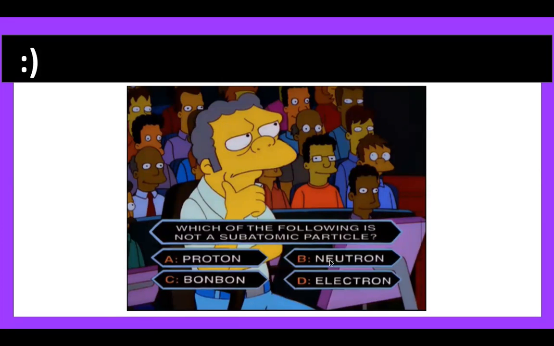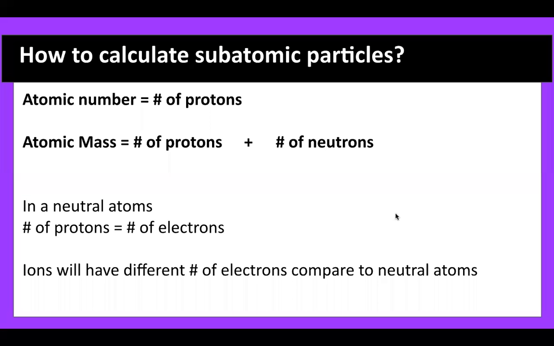So you should know that protons, neutrons, and electrons are all subatomic particles. All right, so how do we calculate them? Atomic number is basically the number of protons, which is the same as the number of electrons if it's a neutral element. Mass is just protons plus neutrons. An ion will have a different number of electrons. You will never, ever lose or gain protons. If you lose or gain protons, you will no longer be the same element.